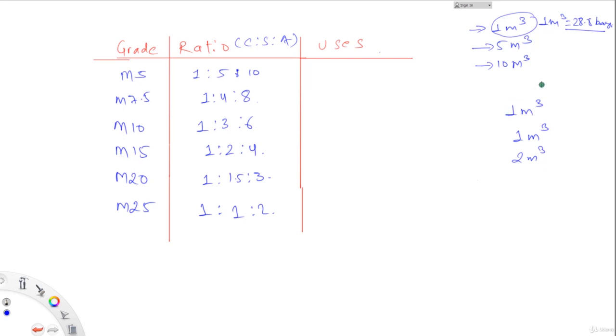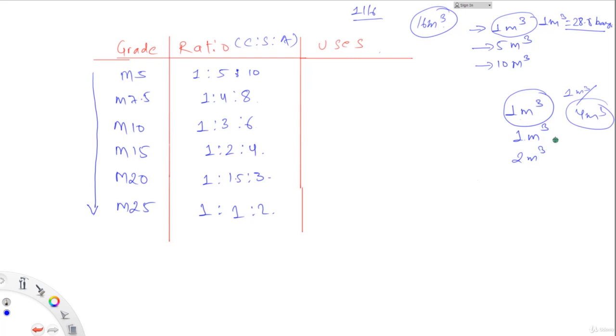So here when you see that when the grade of the concrete increases, that is, the strength of the concrete increases, the amount of cement in the concrete increases. Here the total volume of the mix is 10 plus 5 plus 1, 16 meter cube, and out of that only 1 meter cube is cement. That is, the proportion of the cement is 1/16. Over here the total volume of the mix is 2 plus 1 plus 1, that is 4 meter cube, and out of that 1 meter cube is cement, which means that the ratio of the cement has drastically increased in that particular mix.